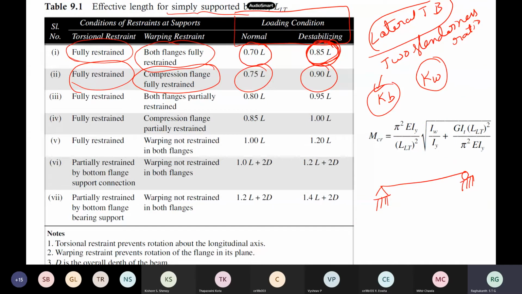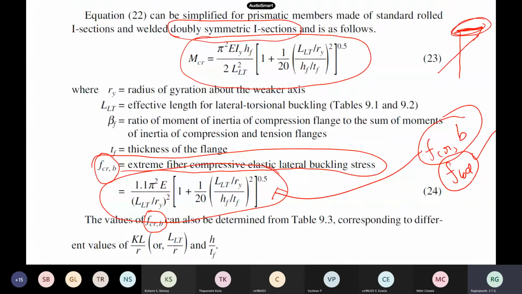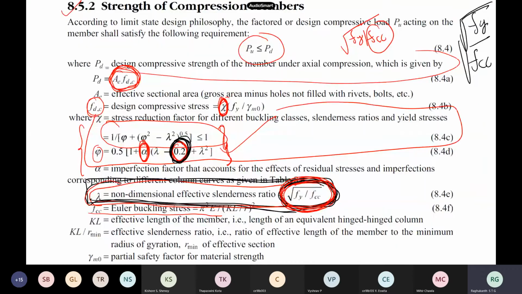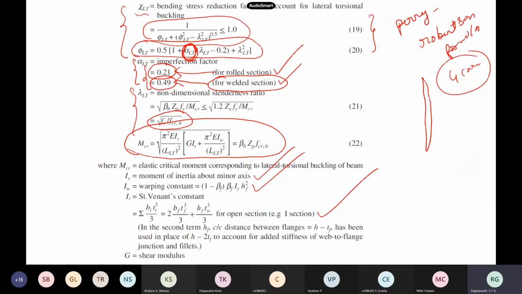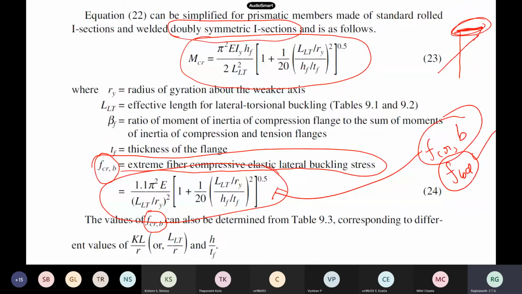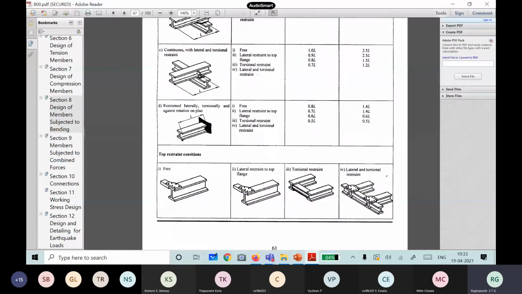Once L by R is there, you can substitute in these equations, and then you can calculate FCRB, MCR, and finally you can calculate this FBD, that is the design bending compressive stress. So you can substitute and calculate all these numbers itself. You can use these formulas, or if you don't want to use the formulas, for simplicity you can use the tables which I already showed you.